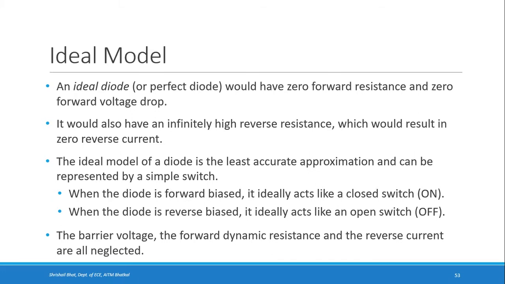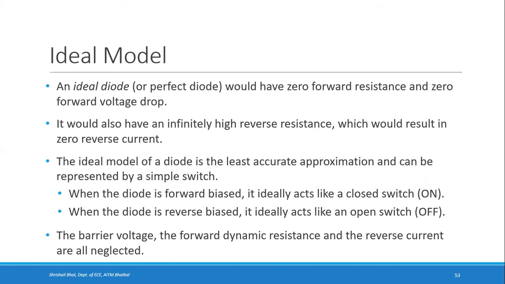What do you mean by ideal model of anything? Ideal means it is a perfect condition which practically does not exist, but we assume that it is supposed to exist. For example, we have been saying that diode conducts in the forward direction and it does not conduct in the reverse direction. But we have also seen that there is a very small current flowing in the reverse direction. But ideally, it should not conduct in the reverse direction. That means reverse current has to be zero.